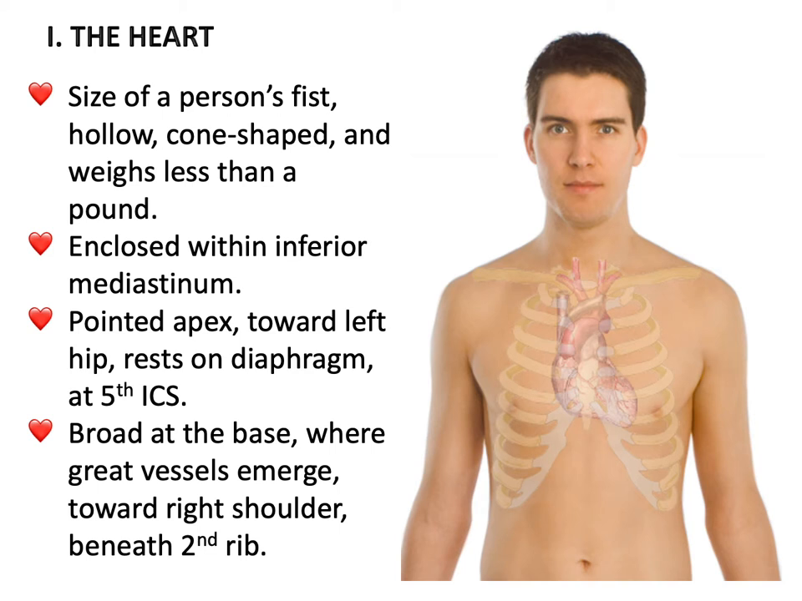The heart is pointed apex toward the left hip. It rests on the diaphragm at the 5th ICS. Please remember also that the 5th ICS, left mid-clavicular line, is exactly where one would place a stethoscope to count the heart rate for an apical pulse. That's the PMI, or the point of maximum impulse. The heart also is broad at the base, where great vessels emerge, toward the right shoulder beneath the second rib. So to recall, the apex is the inferior of the heart, while the base is the superior of the heart.